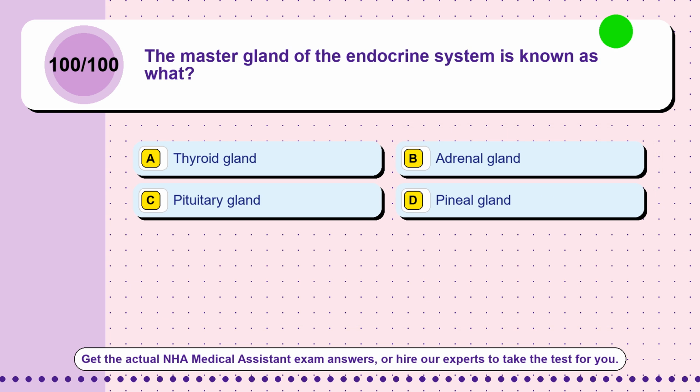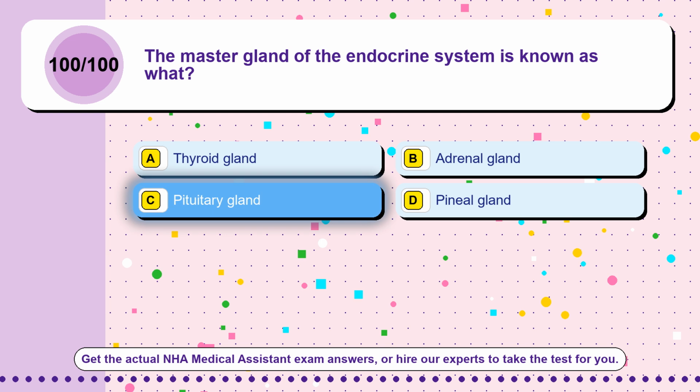Question 100. A medical assistant is performing a venipuncture. Which of the following tubes should be inverted 8 to 10 times immediately after collection to mix the additive? Option A, plain red top tube. Option B, lavender top tube. Option C, light blue top tube. Option D, glass serum separator tube. The correct answer is option B, lavender top tube.